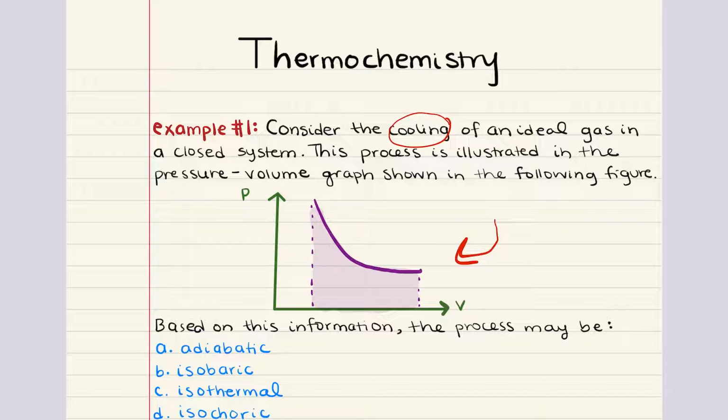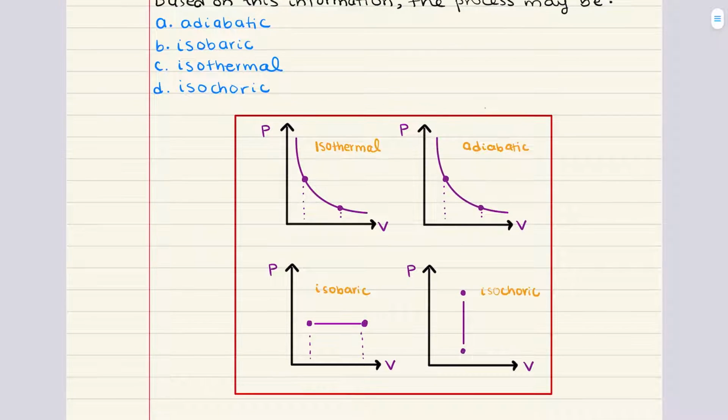Now, in lecture, we discussed 4 main thermodynamic processes. They include isothermal process. This is when the temperature stays constant while the gas changes volume and pressure. We discussed adiabatic process. This is when no heat is transferred in or out of the system, so the gas cools or heats up without exchanging heat with its surroundings.